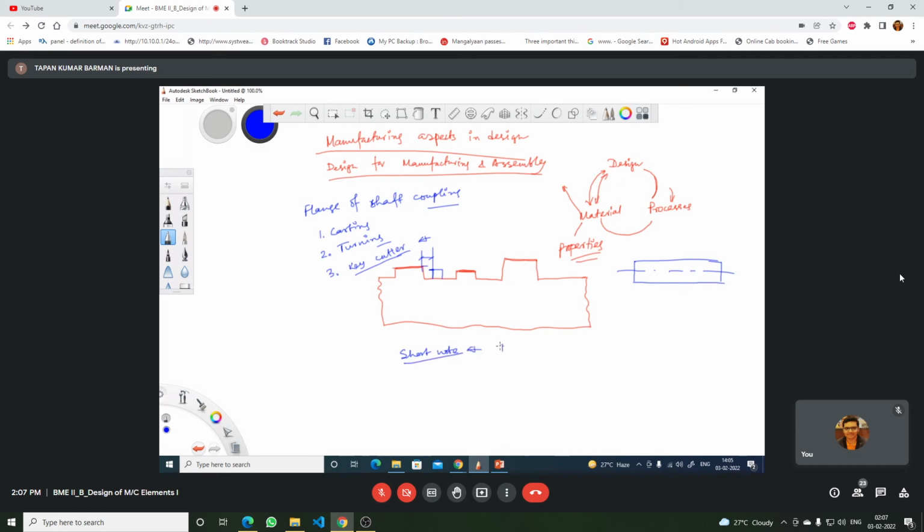Design for manufacturing and assembly. And there you may consider different processes, mainly casting, machining, forging, welding, and riveting operation, because you have learned it in your machine drawing also. In this way you can put 3-4 points. What are the points we should remember at the time of design? Understand?